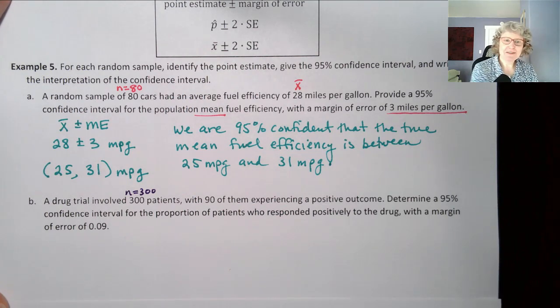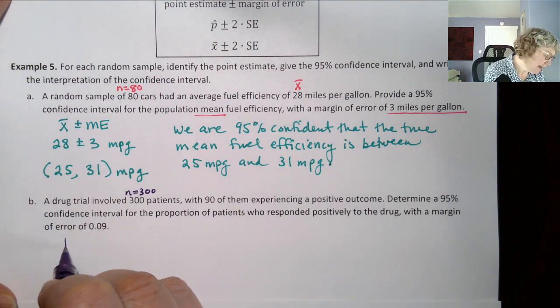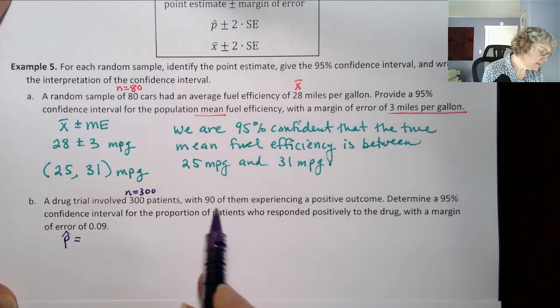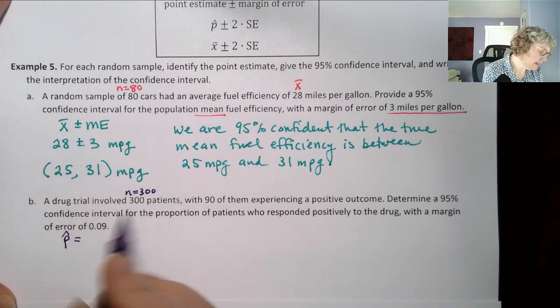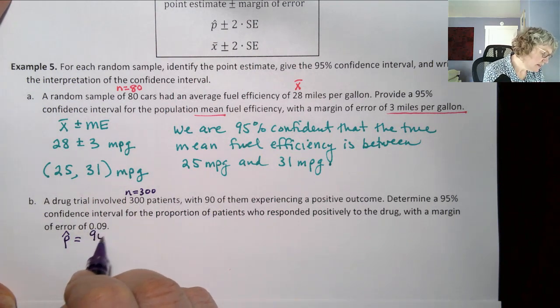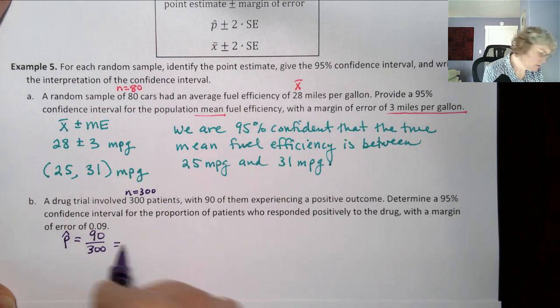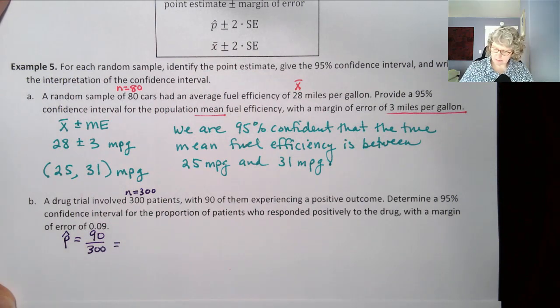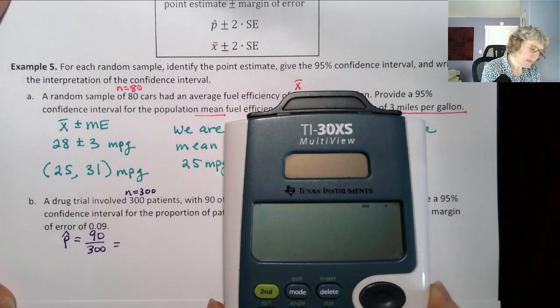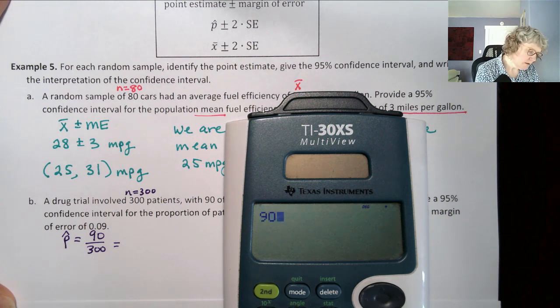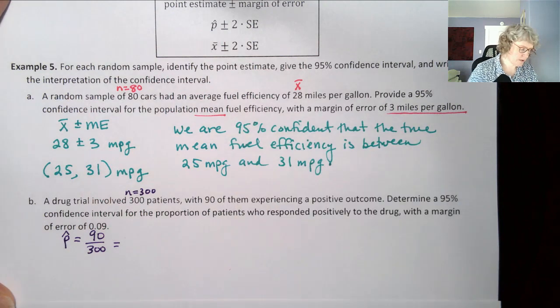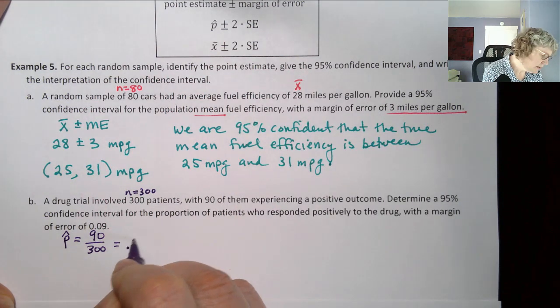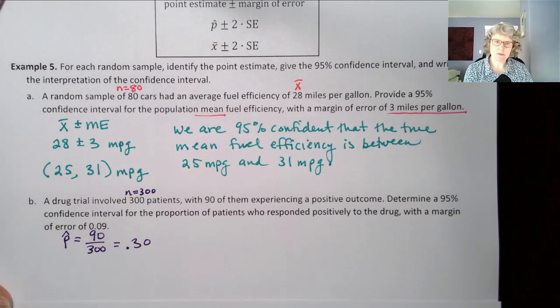Okay, can't believe I got it on the first try. So this time we have p hat, so I'm going to calculate it first. Here's where we do need n, because 90 out of 300, we need to know what that decimal is. 90 out of 300 is 0.3 or 30%. I'm going to write 0.30 just to keep the 2 digits.